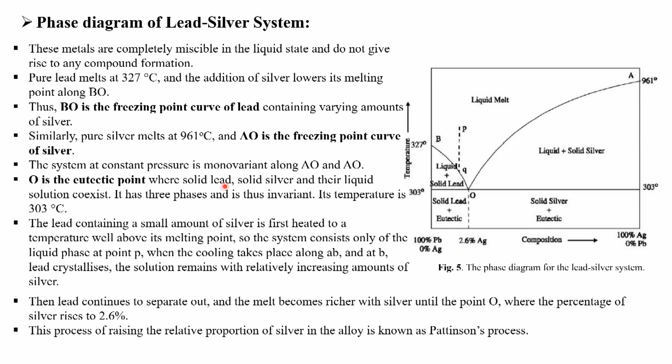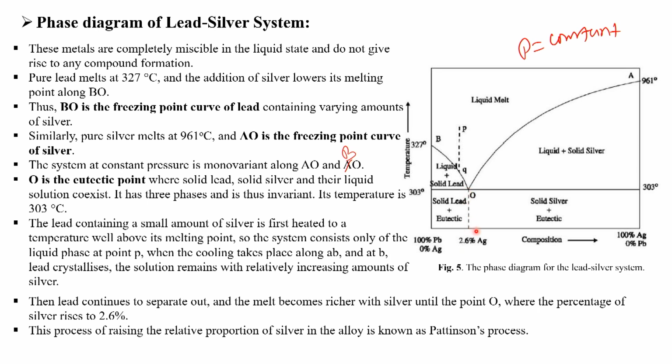The system at constant pressure is monovariant along AO and BO, and the pressure is constant again here in this phase diagram. O is the eutectic point, like before, where solid lead, solid silver and their liquid solution coexist. It has 3 phases and is thus invariant. Like we discussed before, its temperature is 303 degrees Celsius and this is the composition of the mixture.